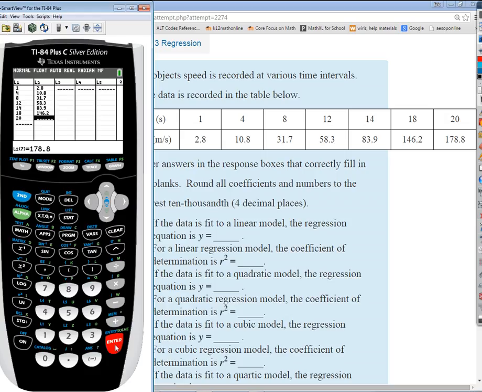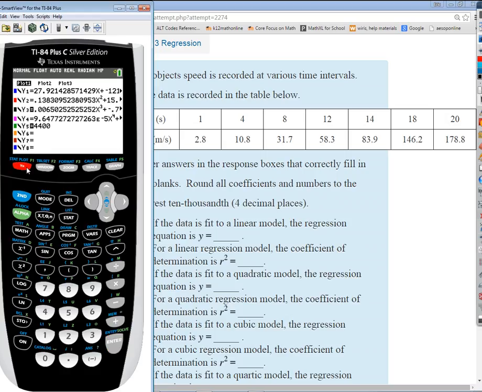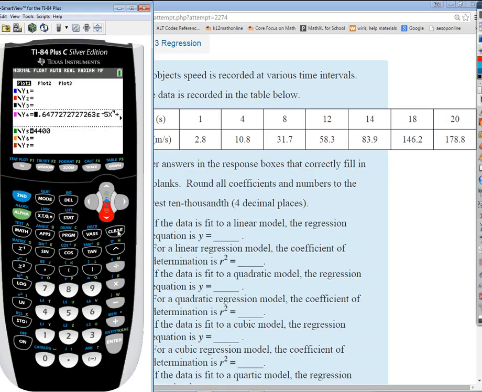Okay, you good? Second, stat plot. Before we even do that, let's go up to y equals, and I'm going to clear all this stuff out of there. Clear. And plot 1 is on, so we're good, right?